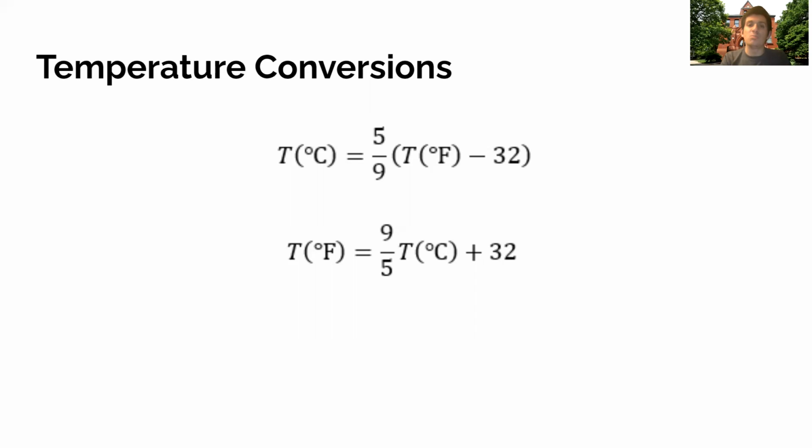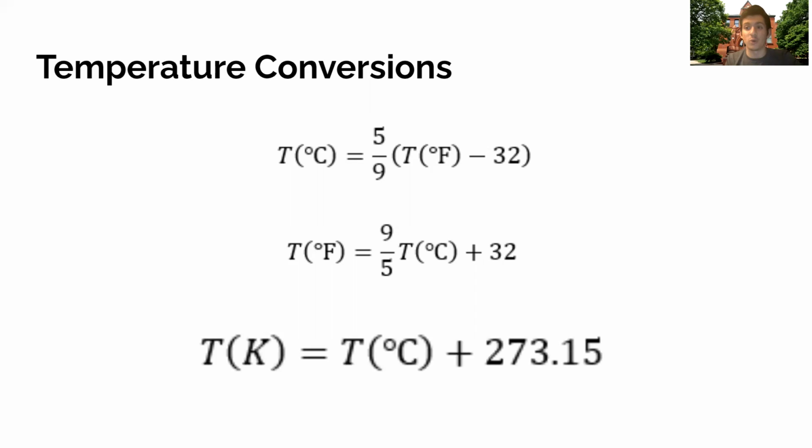And then finally, the most important one, in my opinion, is going to be converting Celsius to Kelvin. It's the most straightforward out of all of them, thankfully. It's going to be the one you end up using the most. What you do is you take degrees Celsius and you just add 273.15. And that gives you degrees Kelvin.